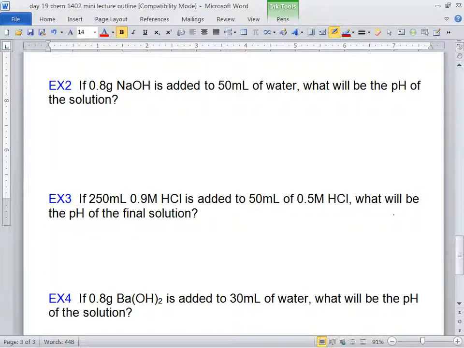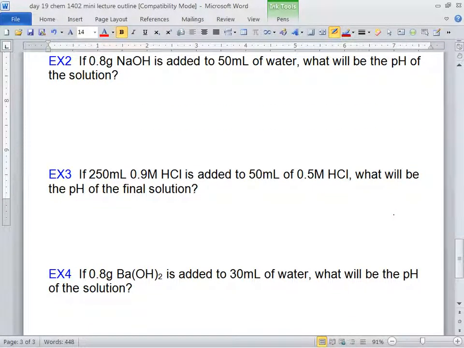How about this kind of thing? We didn't hit on this in class. This is the last stuff we talked about, and we didn't talk about it. We've got about 10 minutes here. How would you do EX2? Andrea, it's a fun question here. We've got 0.8 grams of sodium hydroxide. They just massed it out, dumped it in 50 mils of water, and they want to know what the pH is. How the heck would you do this?